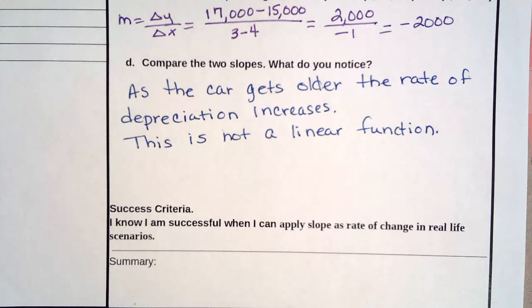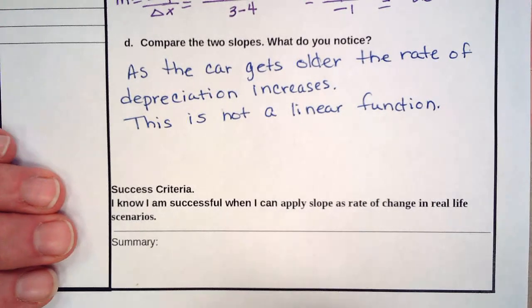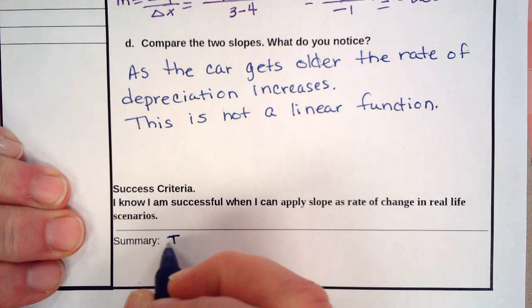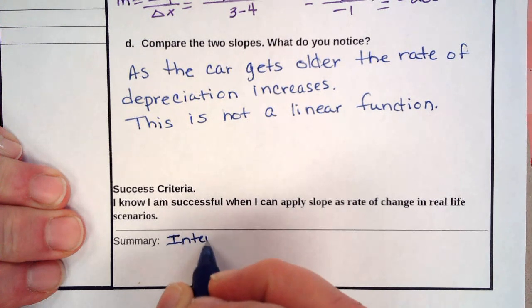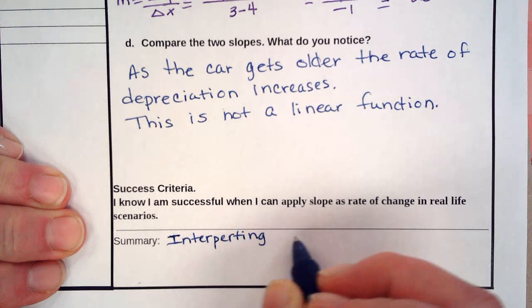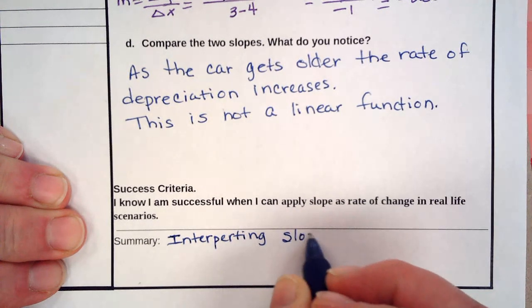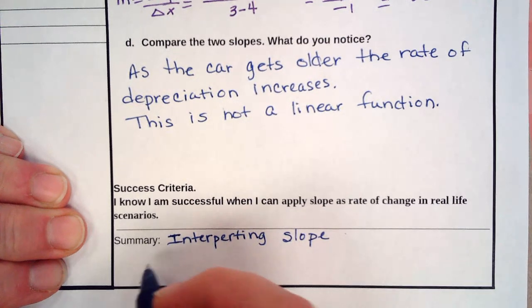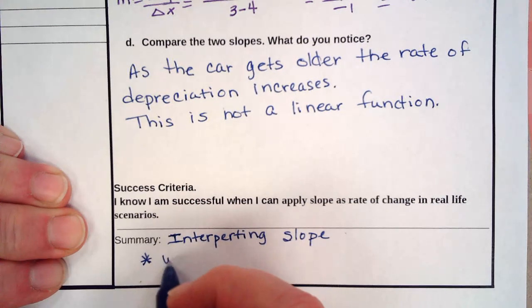So how do you know when you're successful? I know I'm successful when I can apply slope as rate of change in real life scenarios. So this is, we're interpreting slope, what it means.